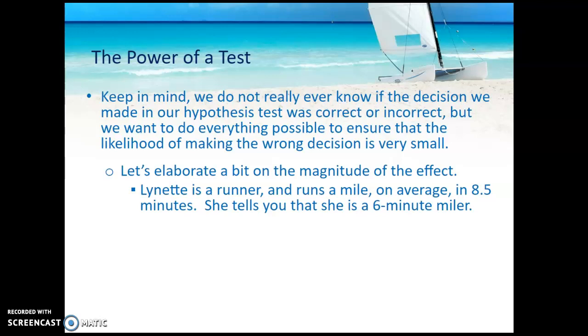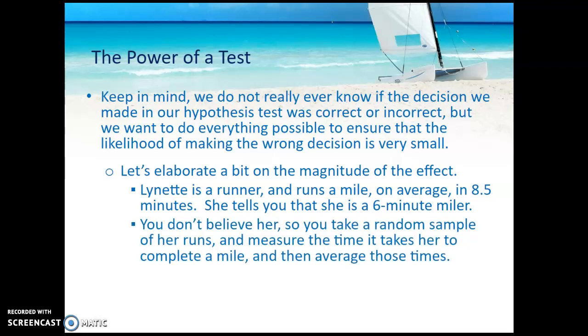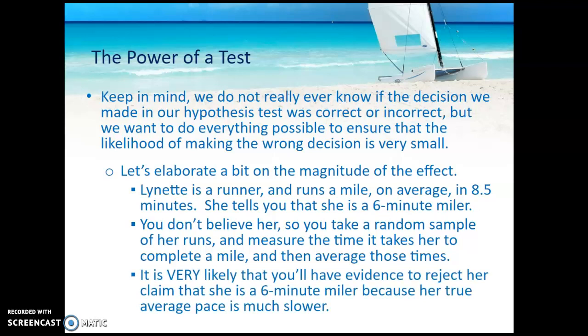So I might claim that I'm a 6-minute miler, and there's a big difference between what I've claimed is my true running speed and what really is my true running speed. Because there's such a big difference, we're going to be able to detect that difference. If you went out with me and took a random sample of my runs and then calculated the average, it's likely you're going to get an average closer to 8.5 or 9 minutes. It's very, very unlikely that you're going to get an average closer to 6.